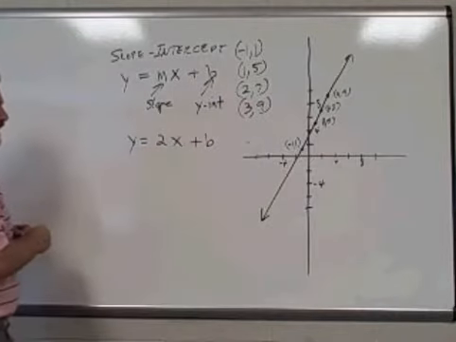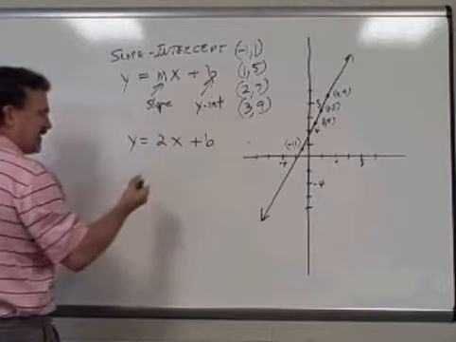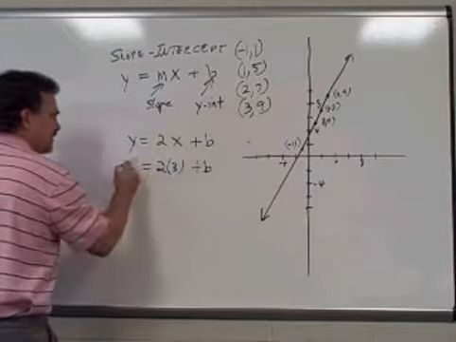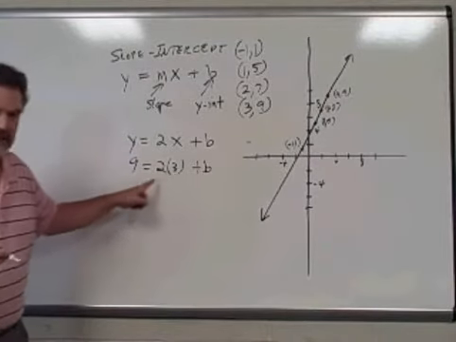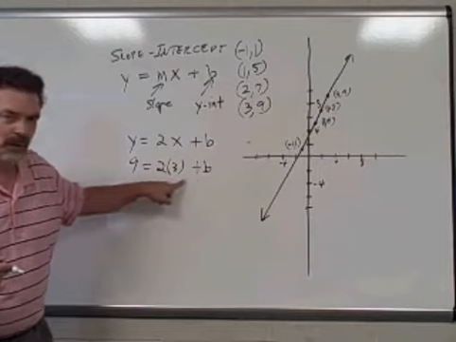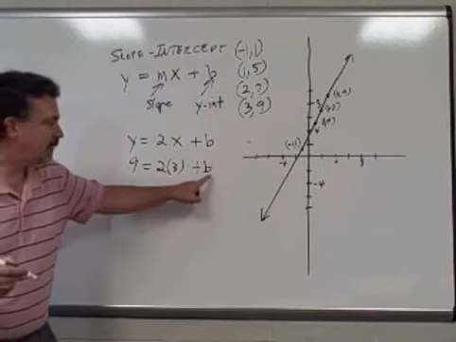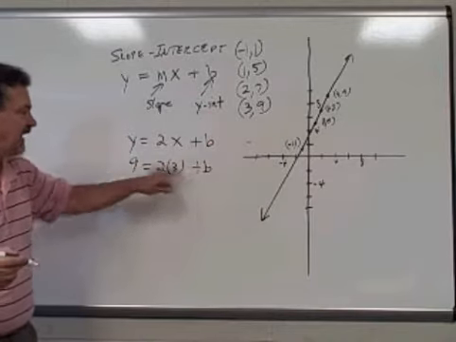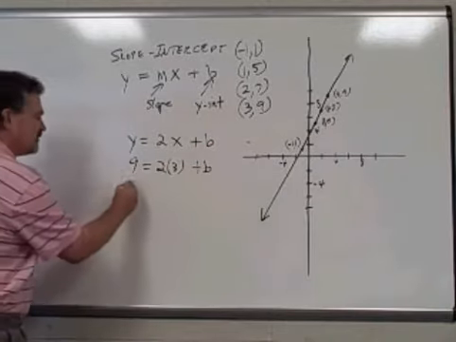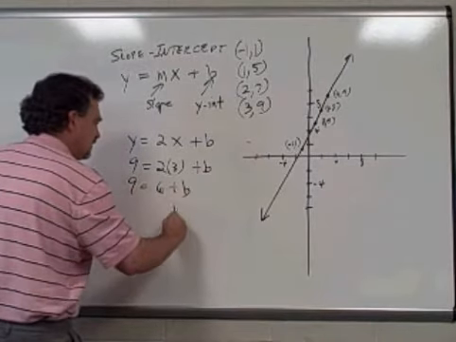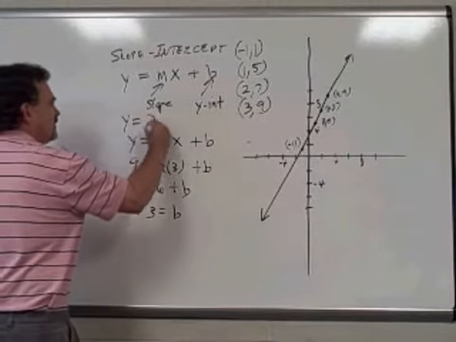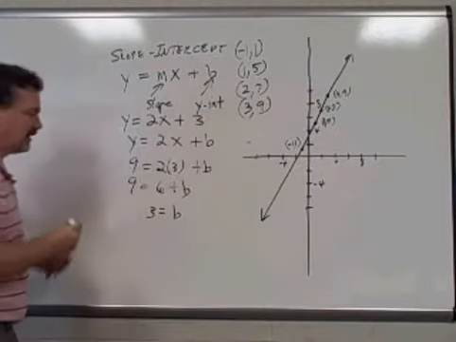So let's pick one of the points. Let's take the point (3, 9). Let's put the 3 in place of x and the 9 in place of y. And now look what we've created. We've created a linear equation in one variable that we can solve. And that will tell us what the b value has to be to make the point (3, 9) solve the equation. So 9 equals 6 plus b. b has to be 3. And now we know our equation would have to be y equals 2x plus 3.